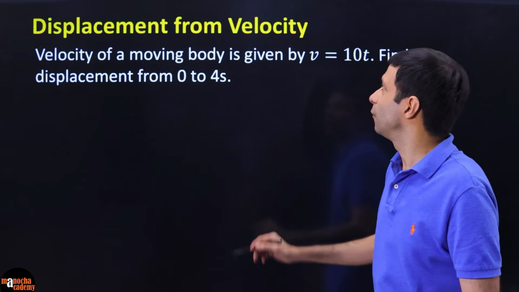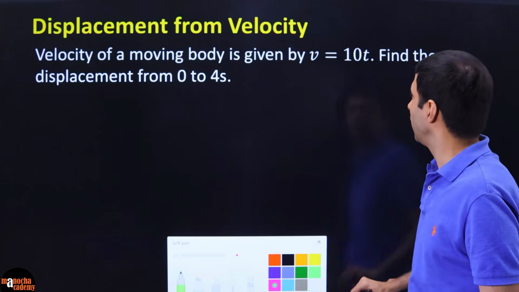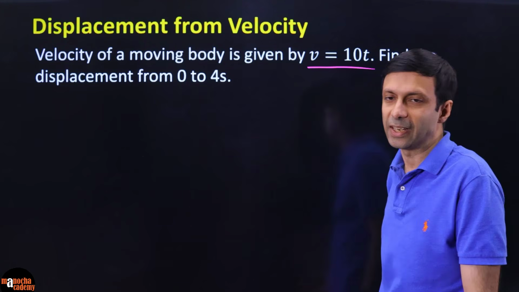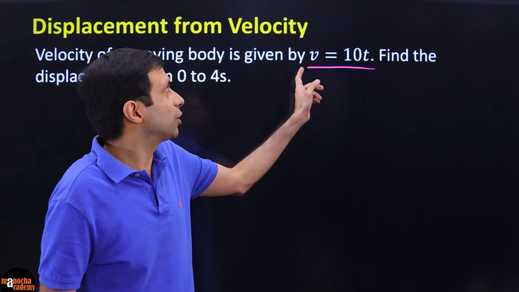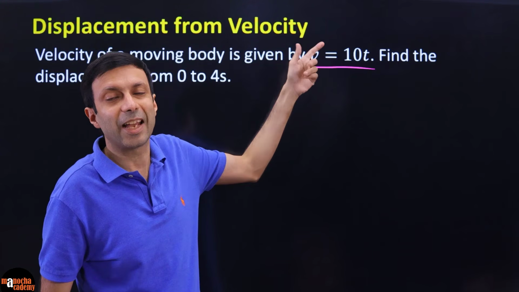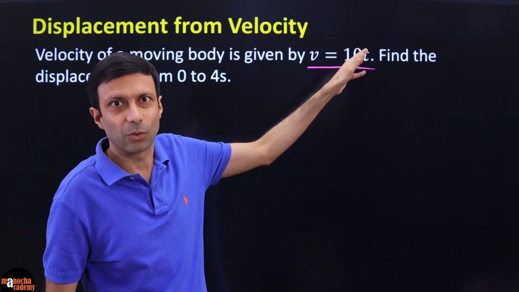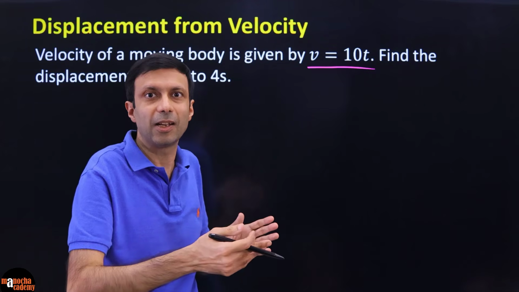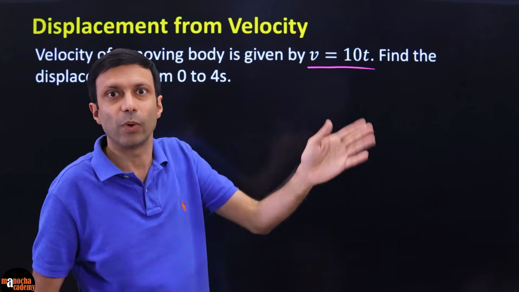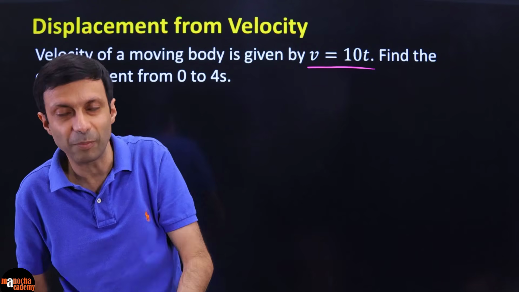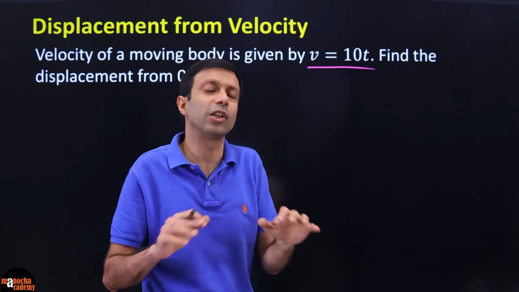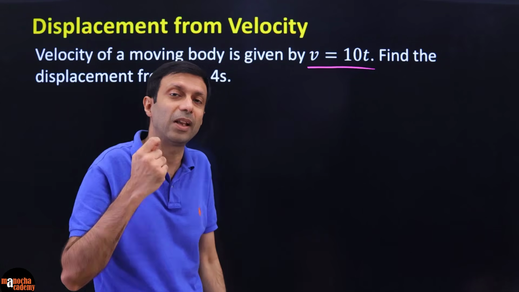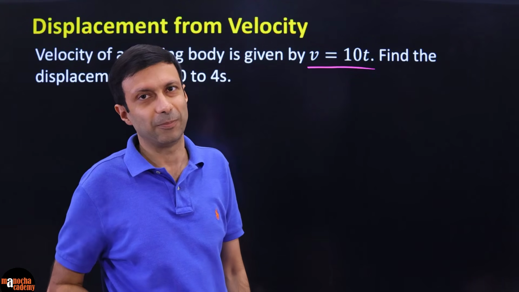So here we have been given that velocity of a moving body is given by v equal to 10t. We need to find the displacement from 0 to 4 seconds. So here you can see the velocity of the body is constantly changing, because as the time changes, it is 10 times t. Okay, so at time equal to 0, it is 10 times 0, 0. At 1 second, it becomes 10 meters per second. At 2 seconds, it becomes 20 meters per second. At 2.5, it will become 25 meters per second and so on. So clearly you can see velocity of the body is constantly changing. And this is the instantaneous velocity. This gives us the formula of the velocity at any time t.